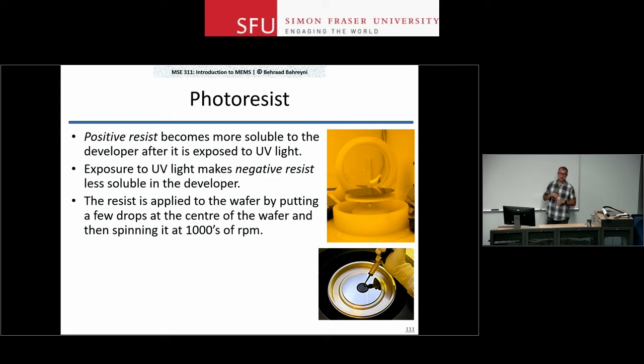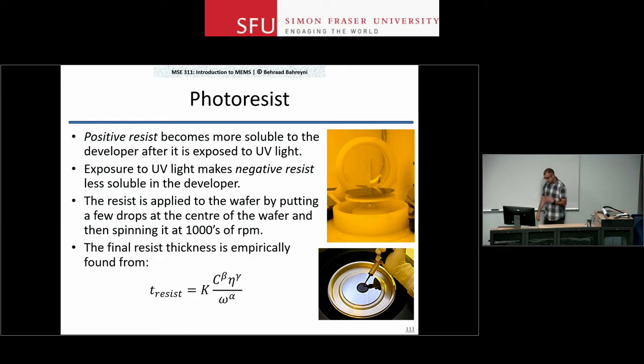So by just spinning it as shown here, you get really smooth films, which is critical in getting a high resolution from your lithography step. The thickness of the photoresist, as you might guess, is going to depend on a bunch of parameters here.